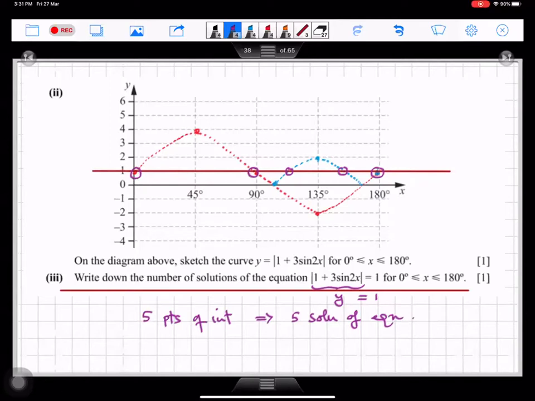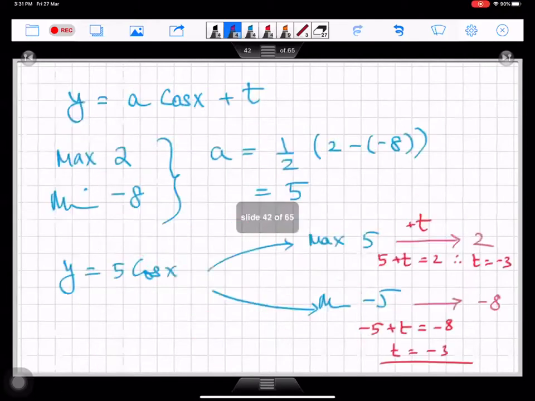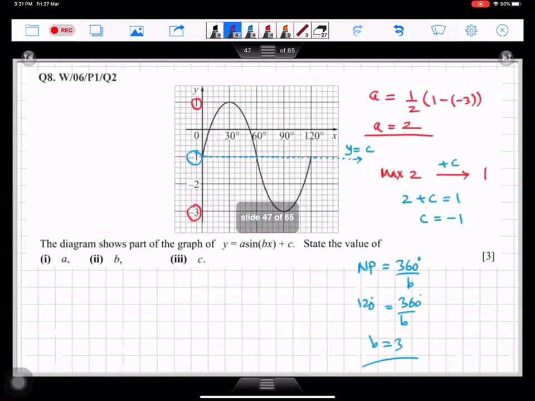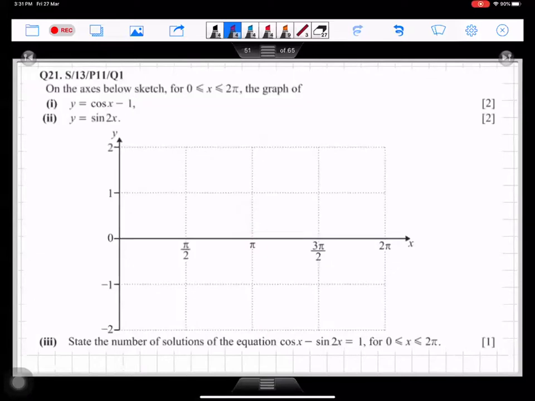So the examiner won't be asking us for the solution itself. The examiner would be asking us for the number of solutions. The number of solutions is technically the number of intersecting points. Now, unknown constants, we did it yesterday. Now let's look at some questions related to simultaneous equations. Like this one. Again, the number of solutions.